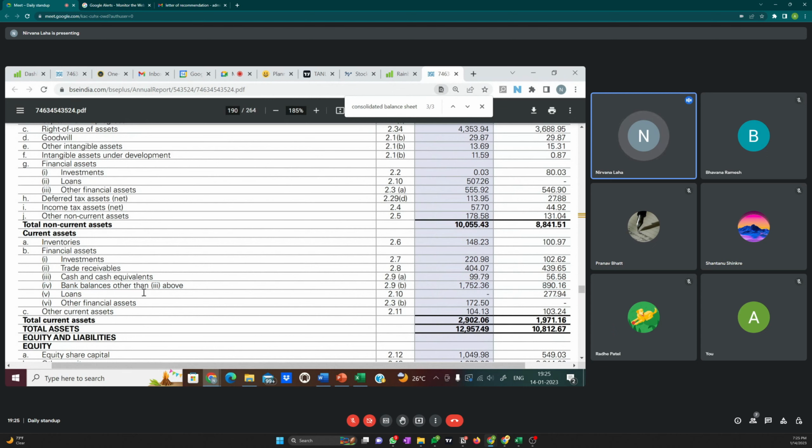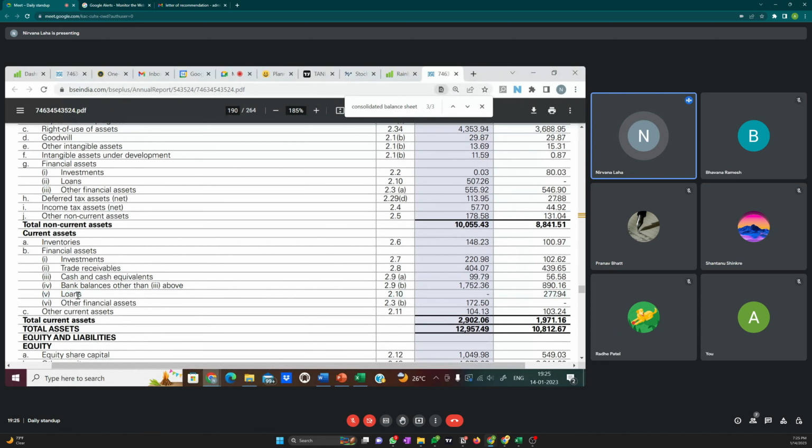If you want to read more about it, you can go down and this is the note number. So every balance sheet or income statement will have detailed notes about each line item. You can go down, search for this note number and read more about it to understand what exactly is the bank balance. Okay. Apart from that, loans.